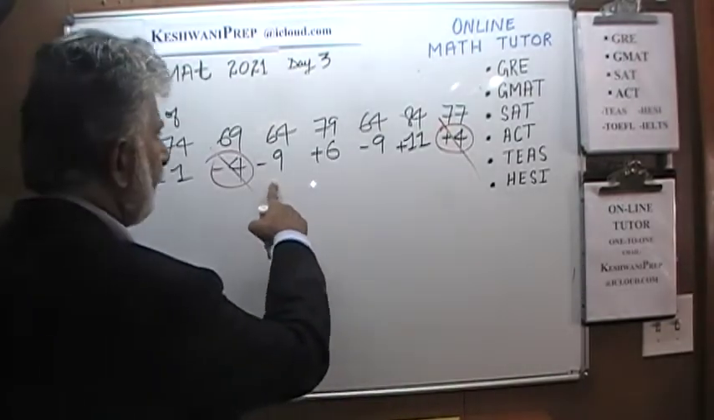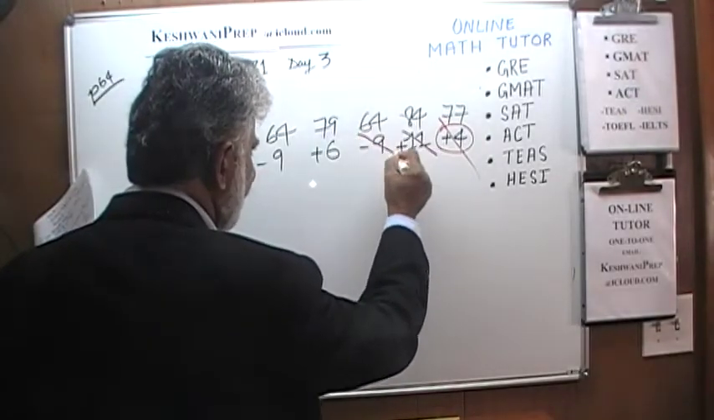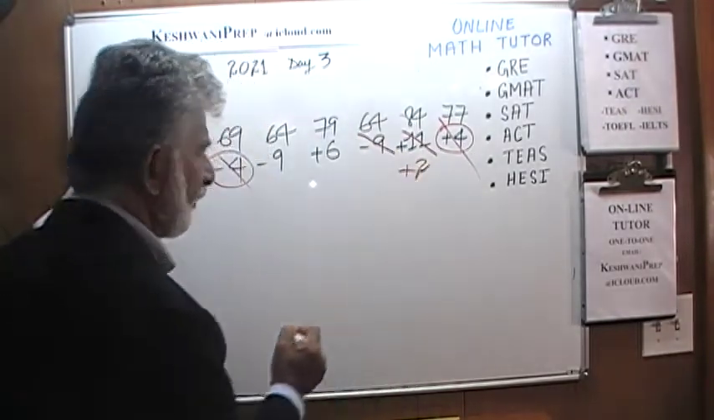This is negative 9, a negative 9. Let's do positive 11 and negative 9. Let's take care of this one, and then we're still left with $2 from here.